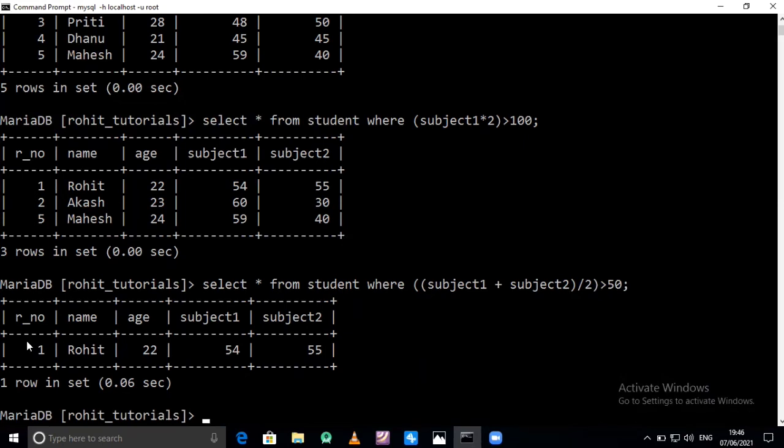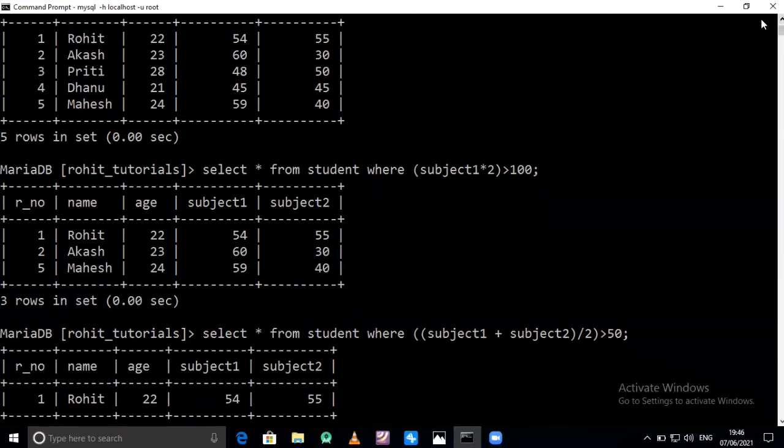In this, the roll number 1 tuple is retrieved from the table. So subject 1 marks is 54, subject 2 marks is 55, addition is 109, divided by 2, we are getting the value 54, which is greater than 50. So that's why this information or the tuple is retrieved from the table. What about others? This is our actual table.